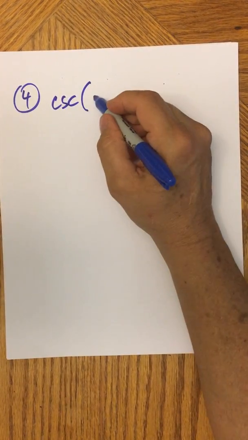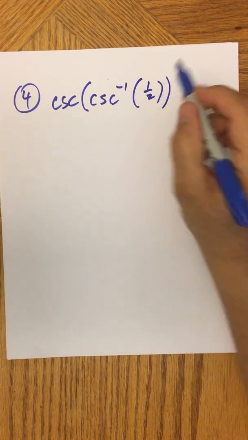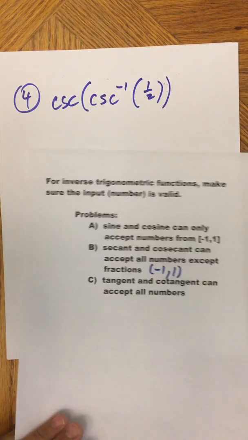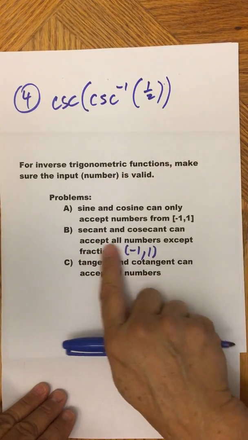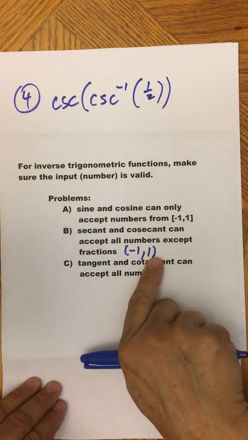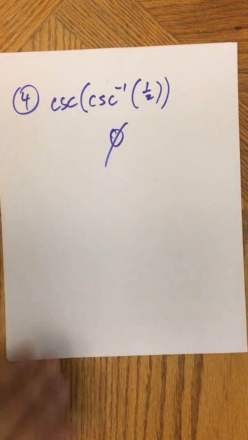Cosecant of the inverse cosecant of a half. Okay. So again, this inverse is on the inside, so I have to check to make sure that's a valid input. And cosecant can handle all numbers except numbers between -1 and 1. And a half is in this interval, so this is no solution.